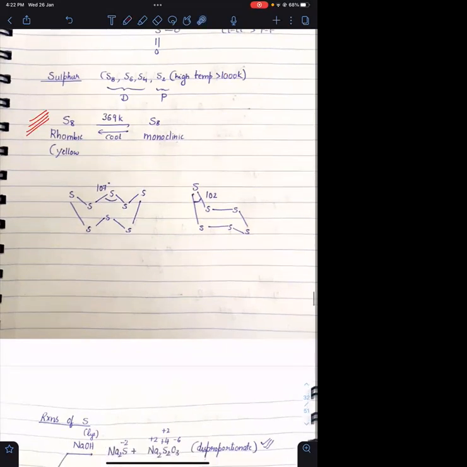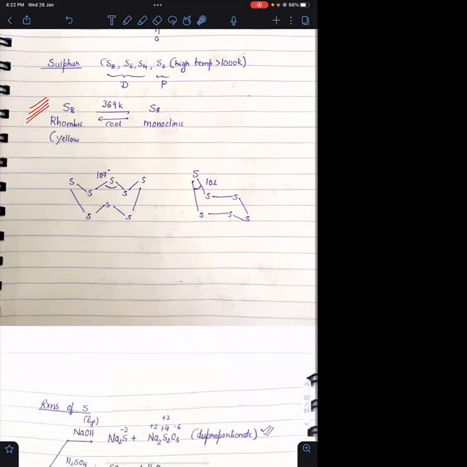Now, sulfur has two different structures. Yes, S6 has only one structure, a chair structure, with 6 atoms: 1, 2, 3, 4, 5, 6. You can see it looks like a chair, right? S8 has a crown structure. Out of chair and crown, the crown is more stable because of the greater bond angle. Here the bond angle is smaller, so the repulsive force will be greater. So S8 is more stable when compared to S6.